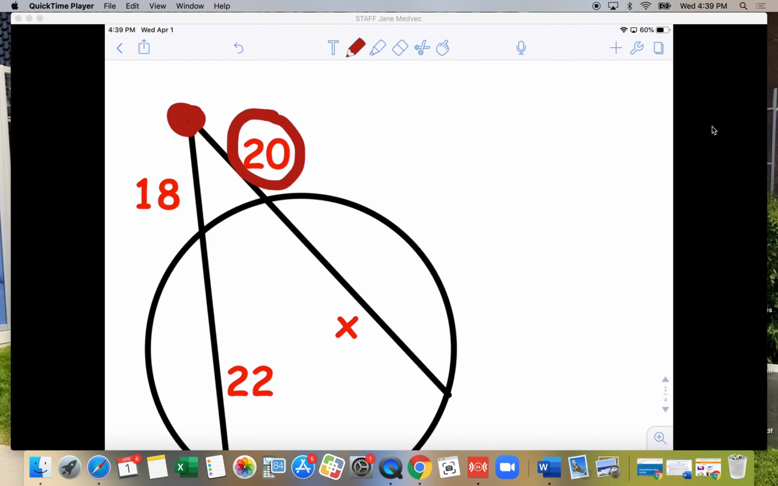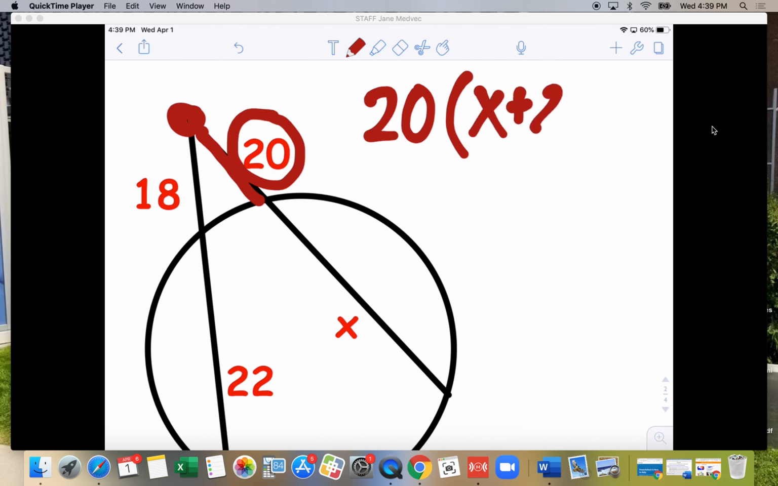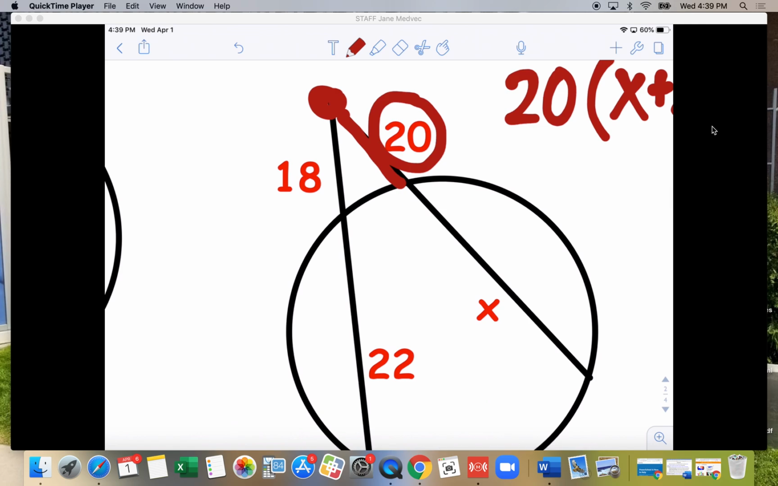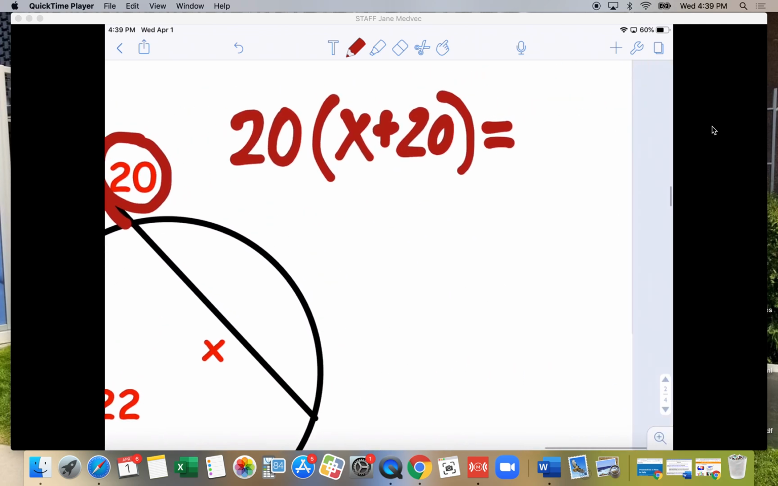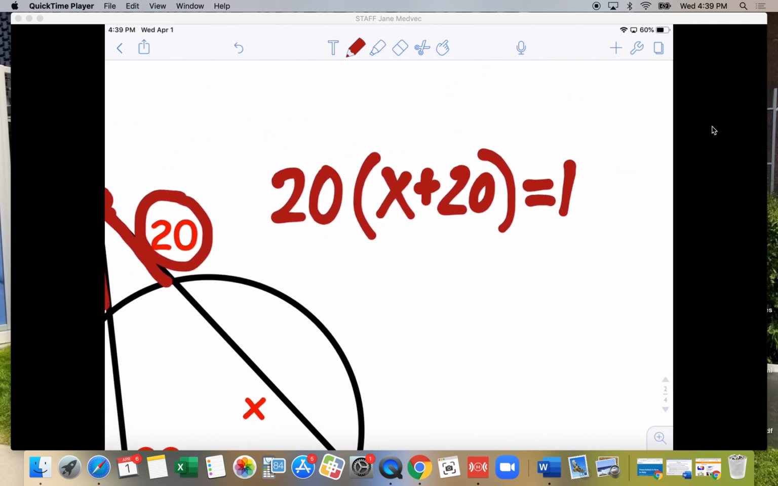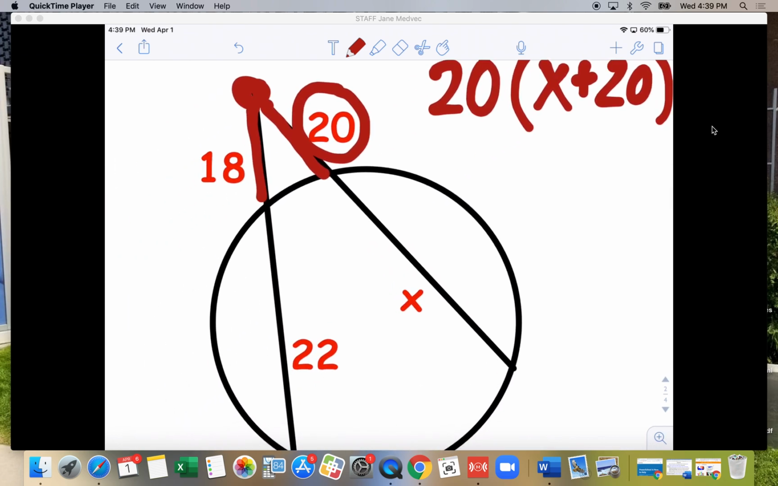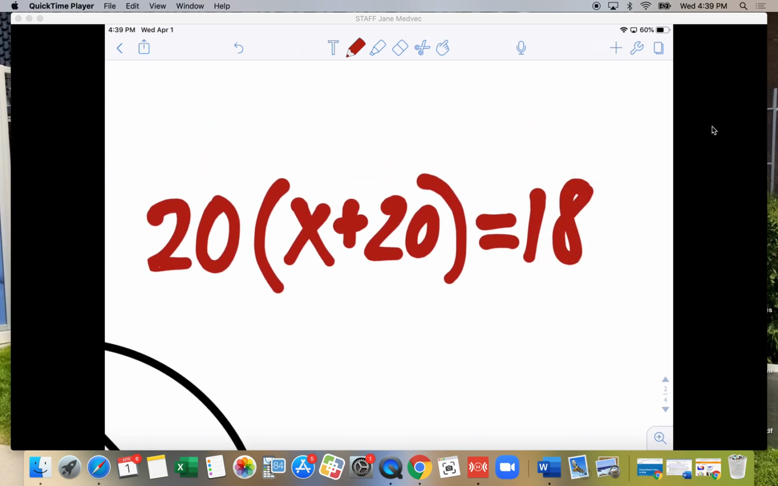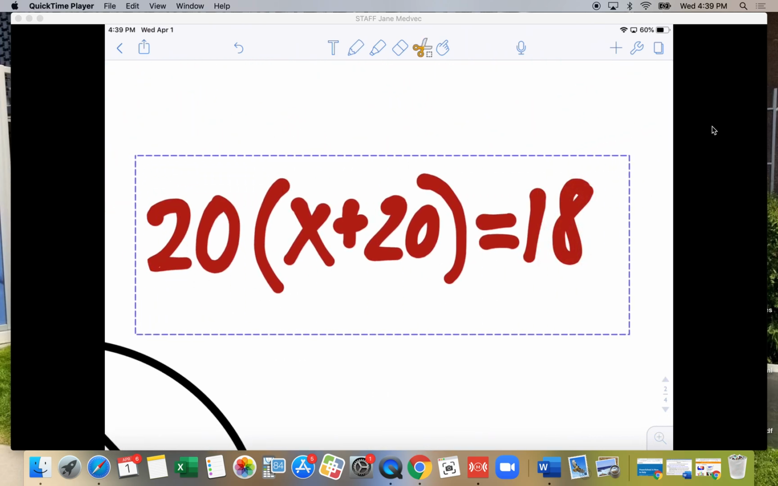So this is 20. This is that short piece outside. So I'm going to go 20 times, and then I'm going to take the whole piece, which is x plus 20. Then I'm going to go equals, and I'm going to take the short piece, which is 18, and I'm going to multiply it by the whole, which is 18 plus 22. I'm going to move this over just a little bit.